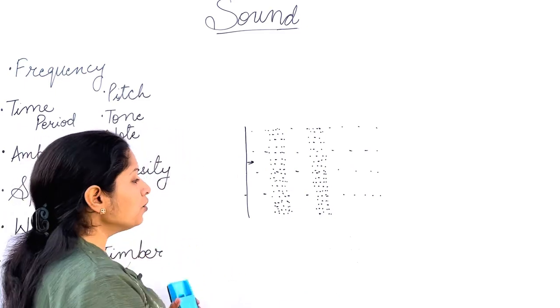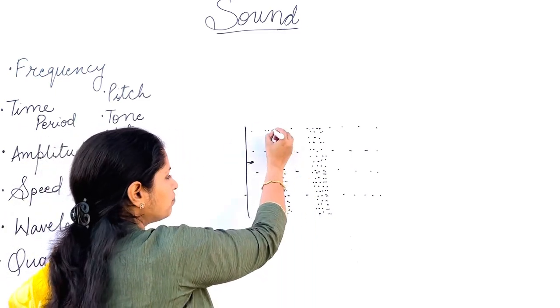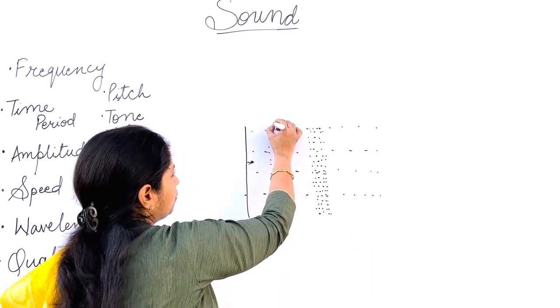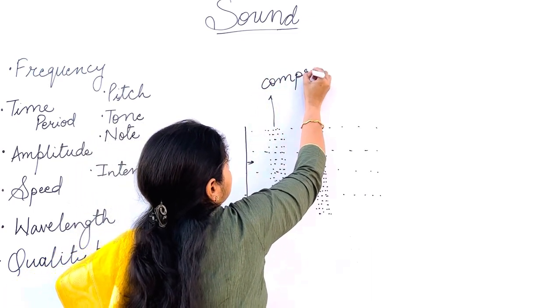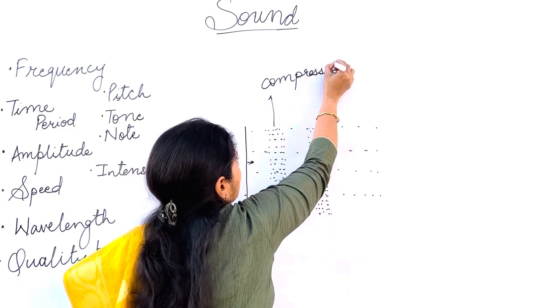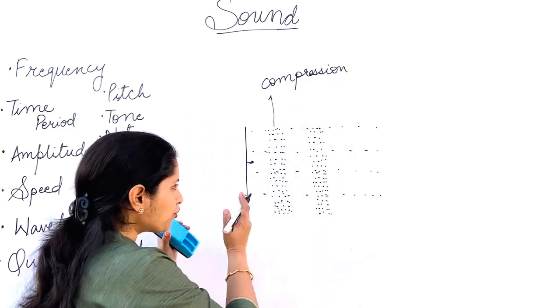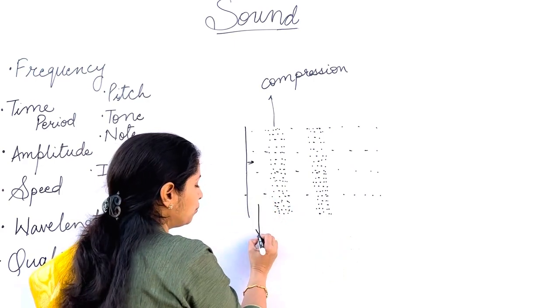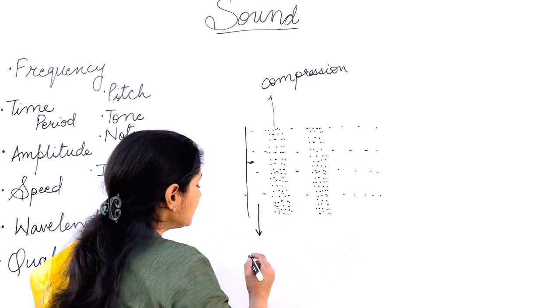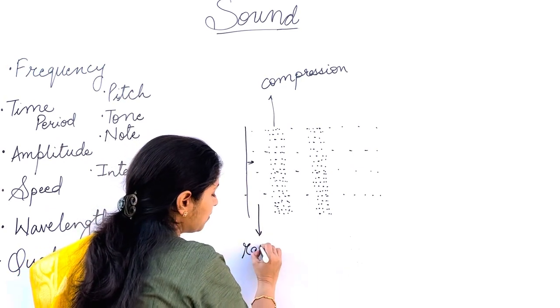Now the area which is having more number of particles, this area is known as the area of compression. And from where the particles have been moved out, the area where the particles are less, this area is known as rarefaction.